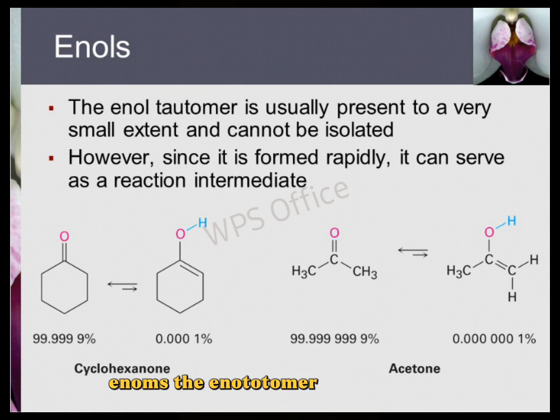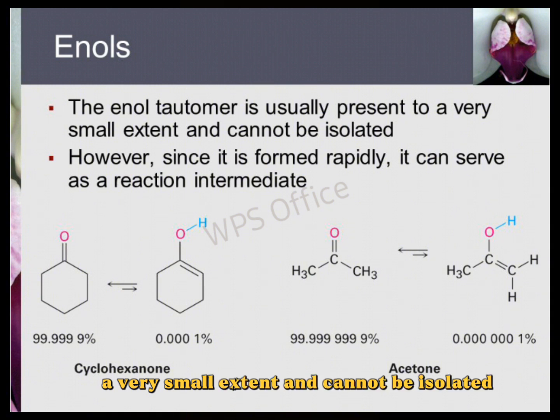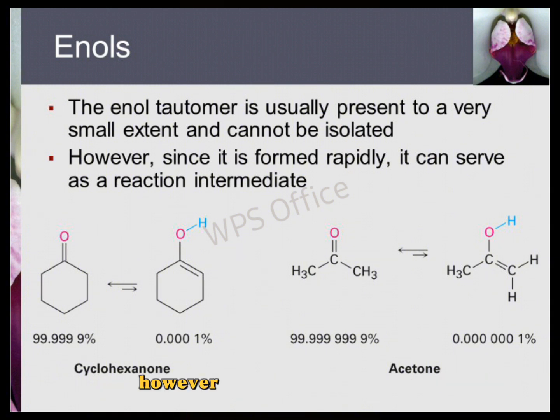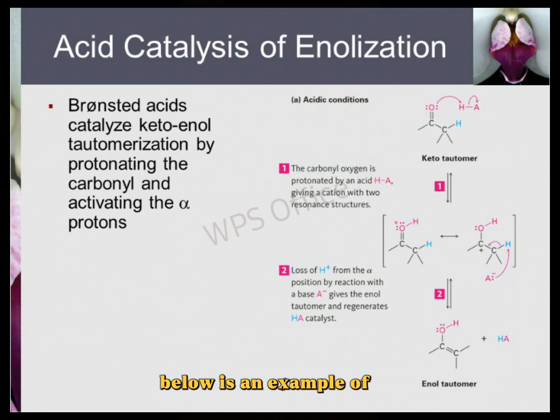Enols. The enol tautomer is usually present to a very small extent and cannot be isolated. However, since it is formed rapidly, it can serve as a reaction intermediate. Below is an example of enols.